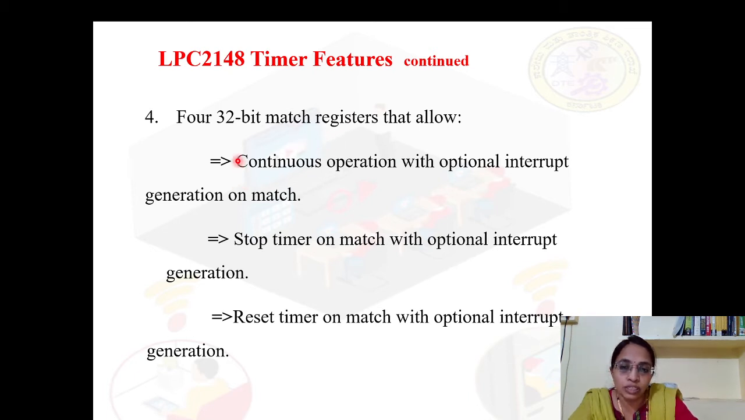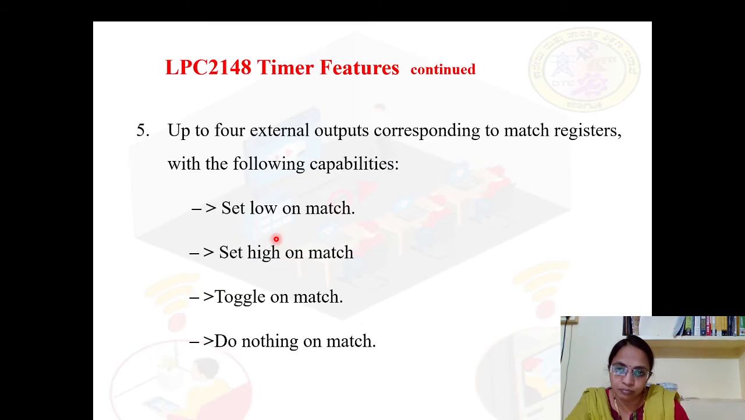the control circuit present in the timer will trigger one of these actions. Either the timer will continue its operation, or the timer may be stopped, or the timer may be reset. Which of these actions is to be triggered is decided by one more register called the match control register.